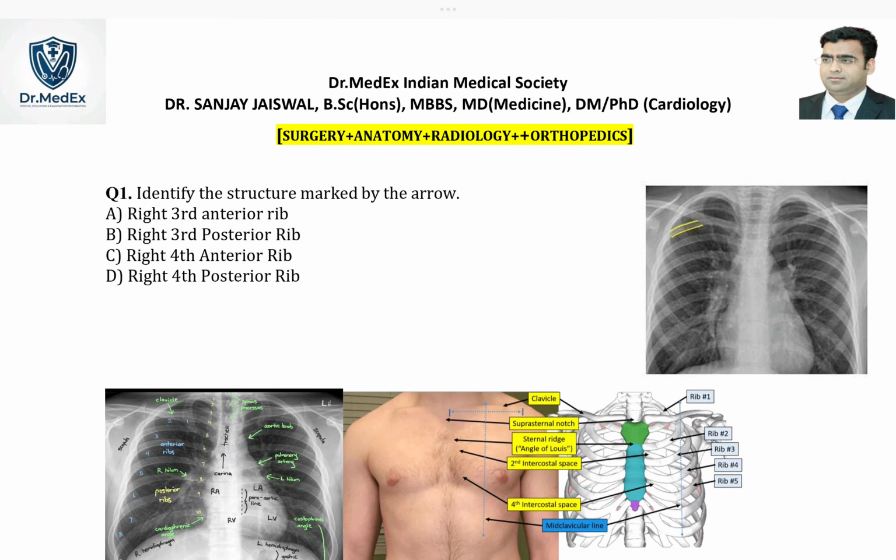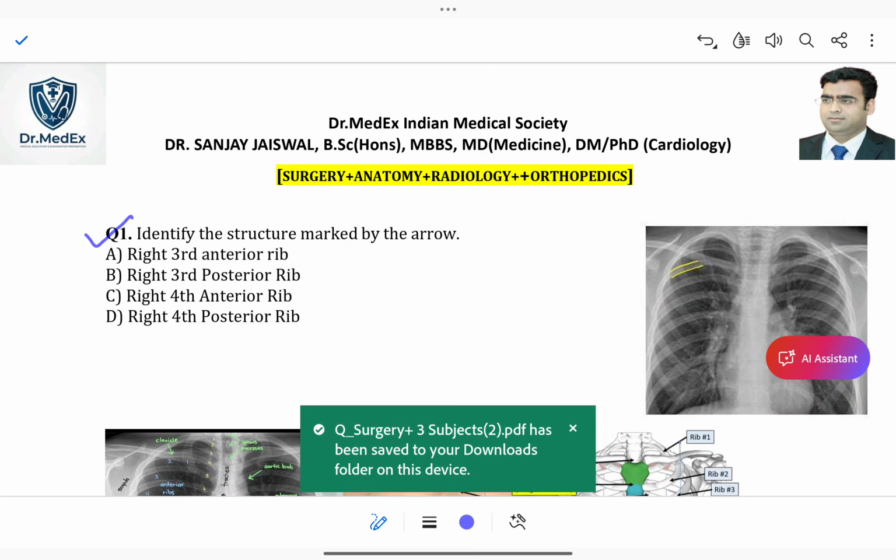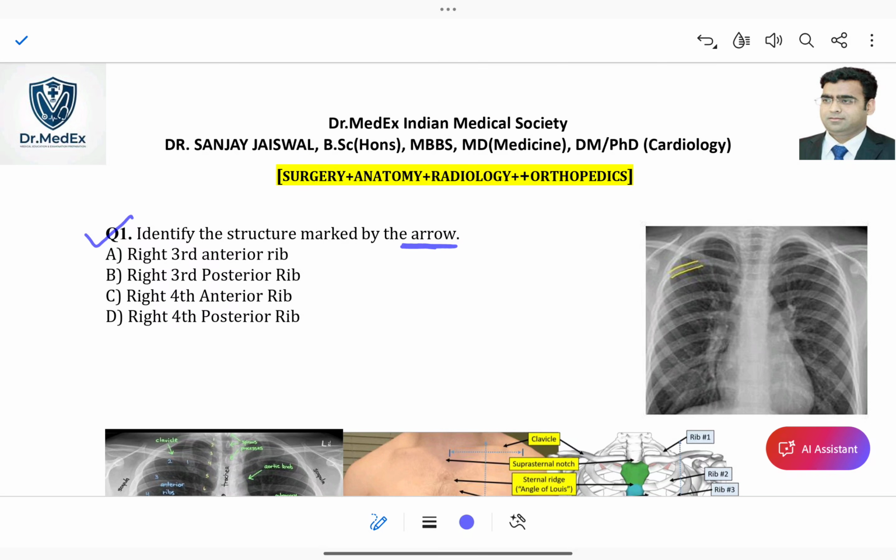Our first question is: identify the structure marked by the arrow. This arrow marked here. What is it? There are four options: option A, right third anterior rib; option B, right third posterior rib; option C, right fourth anterior rib; option D, right fourth posterior rib.